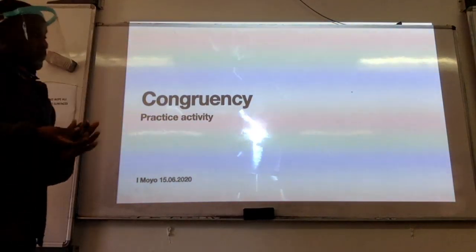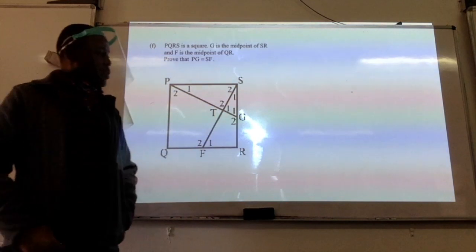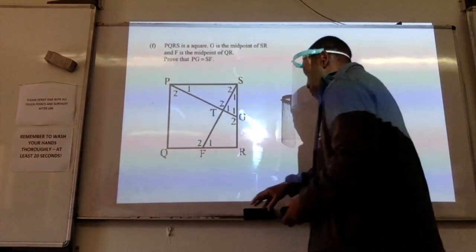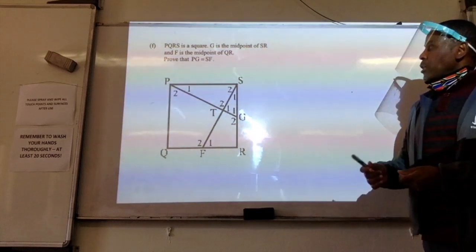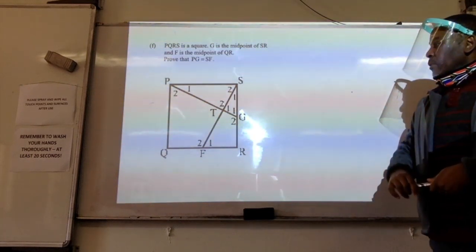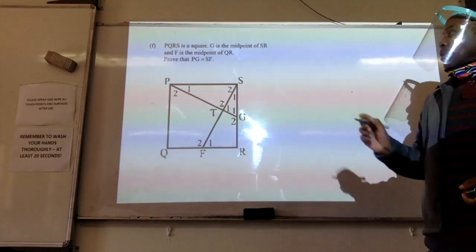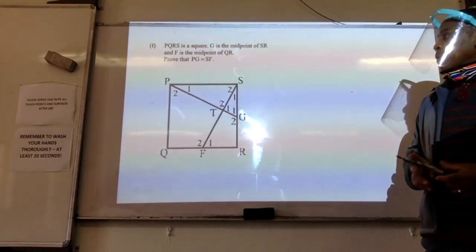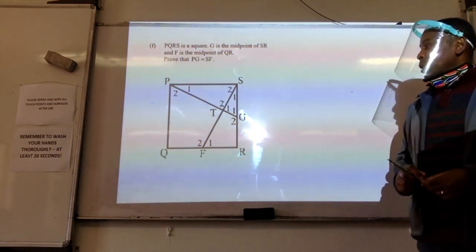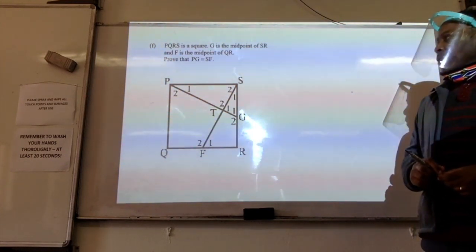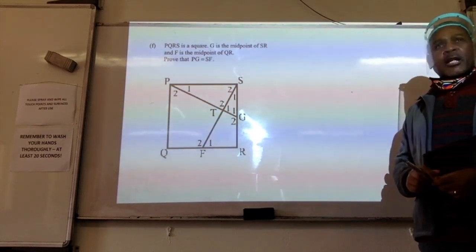Okay, guys. So look at this question here. You are given a square. It says G is the midpoint of SR. I hope you can all see point G there. It is the midpoint of SR, and F is the midpoint of QR. Can you tell me something that tells you?